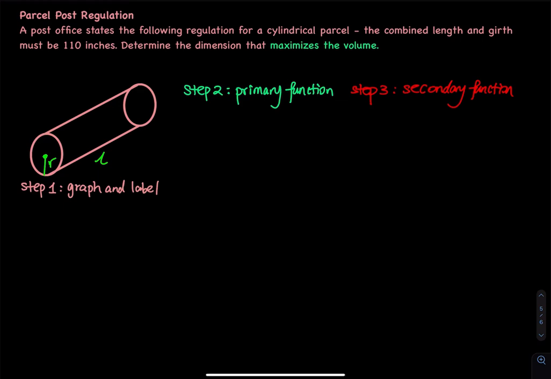So one thing that they want is the combined length and girth must be 110 inches. So the girth, this is the girth, one circle plus the length must be 110 inches. And then we are trying to maximize the volume. Since you are trying to maximize the volume, the volume is your primary function. So let's determine the primary function. The primary function is a volume, right?